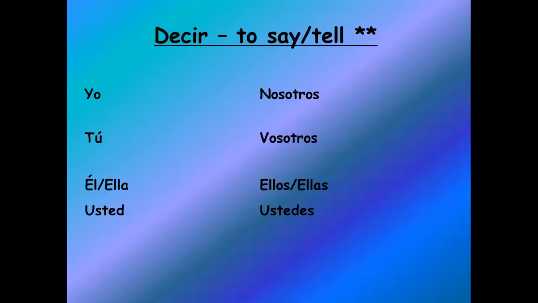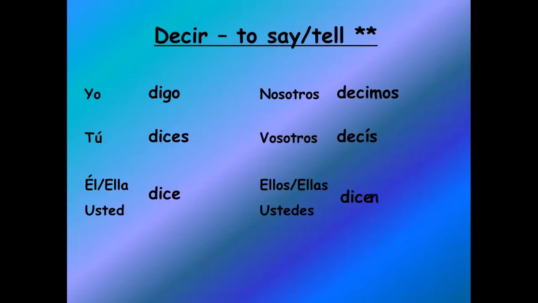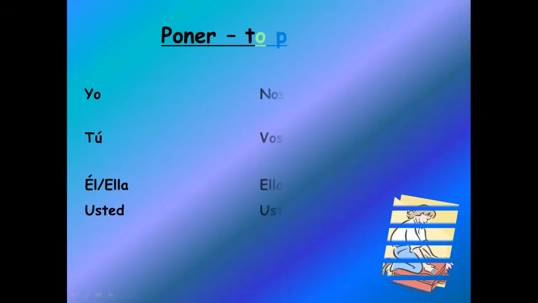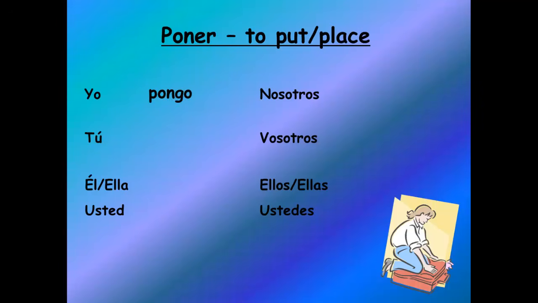And then there's decir, which is to say or to tell. And it's digo, dices, dice, decimos, decís, and dicen. And as you've noticed from when we had done the stem changing verbs, decir is a yo-go verb, with the yo form being digo. And then it flips back to a C, but then you also have to change the I inside the boot with tú, él, usted, and ellos, ellas, ustedes to make it a stem changer. There's also poner, which is pongo, pones, pone, ponemos, ponéis, and ponen.